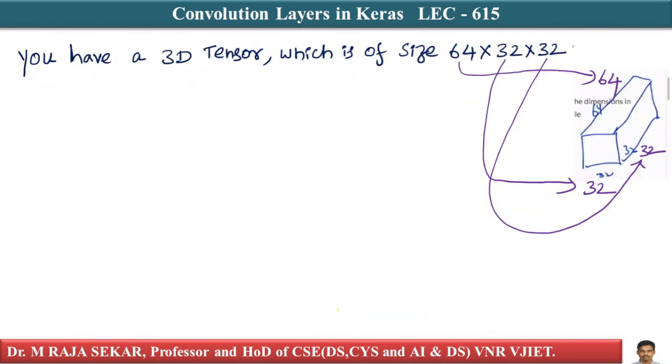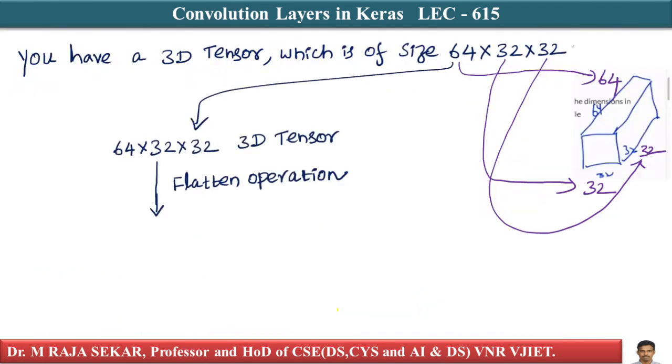Basically, you have a 3D tensor, isn't it? What is this? 64 into 32 into 32, that is a 3D tensor. What is the size of the 3D tensor? 64 into 32 into 32. Let me write it down here. So you have a 3D tensor which is of size 64 into 32 into 32.